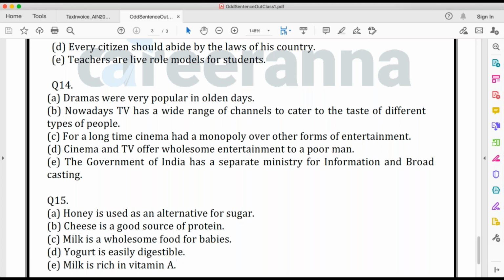Answer to question number 13 is option number D. And answer to question number 14 is option number E. Answer to question number 15 is option number A. And the difference is B, C, D, and E. They all are talking about milk-made products, and A is talking about honey, which is not a dairy product or a milk-made product.